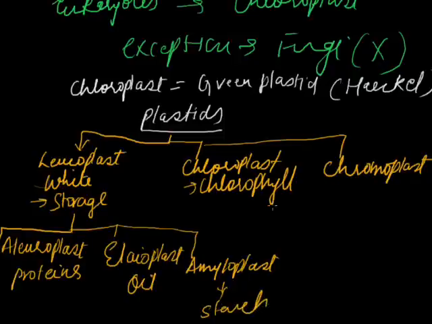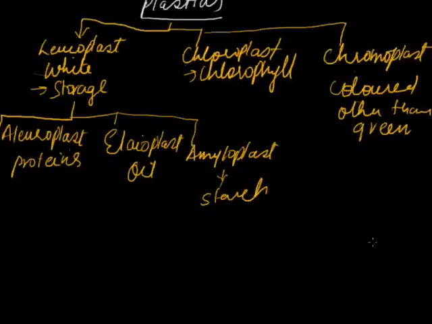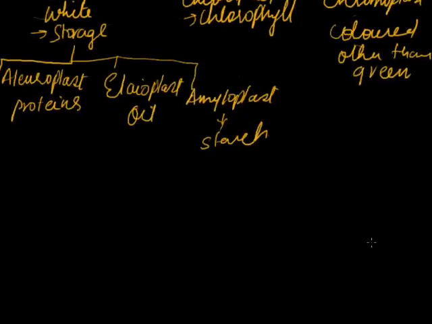On the other hand, chloroplast is green in color. It consists of green pigment chlorophyll and it is present in all the green parts of the plant. Chromoplast is a colored plastid other than green. This is a colored plastid other than green color, and it is present in fruits and flowers, or we can say it imparts color to fruits and flowers. Chloroplast was actually discovered by Schimper.